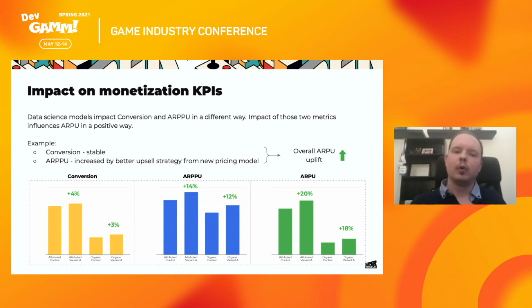This is the practical point, and actually it can vary. You can even have a better data science solution which increases RPU with lower conversion and higher RPPU, and it can be different. It can be higher conversion, lower RPPU. So there is really a different variation, but in general, it reflects how the model is built.